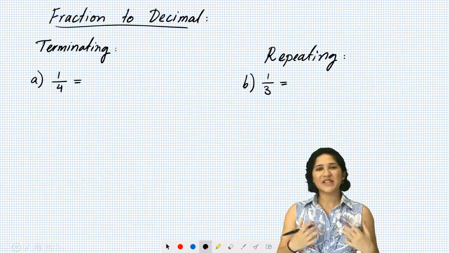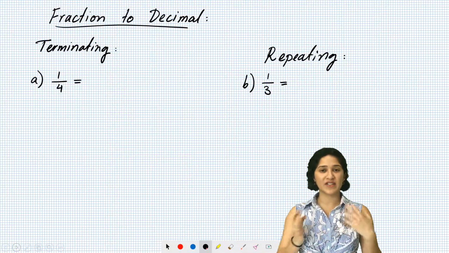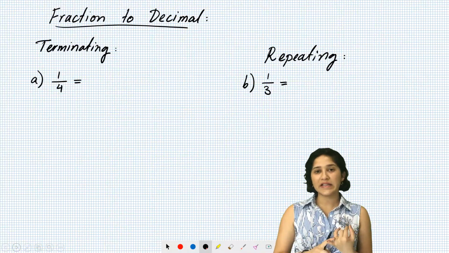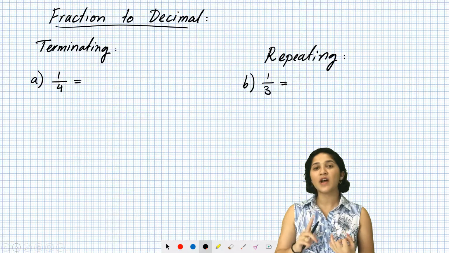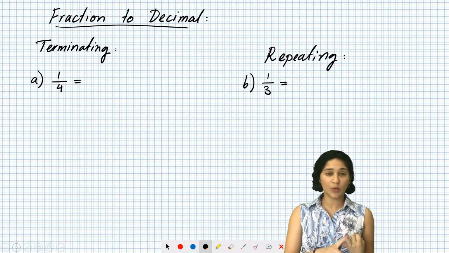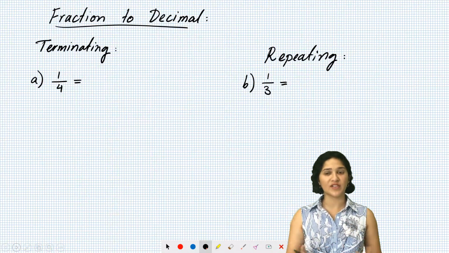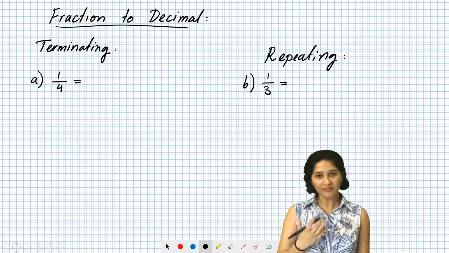In this video we're going to be converting between fractions and decimals. So we know that when we convert from a fraction to a decimal, we'll either end up with a terminating decimal or a repeating decimal. That's all you can ever end up with because fractions are rational numbers.